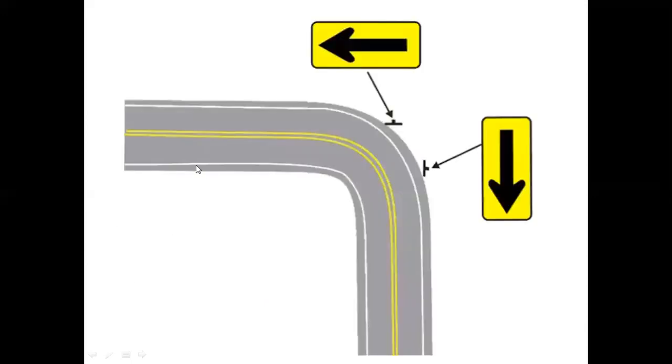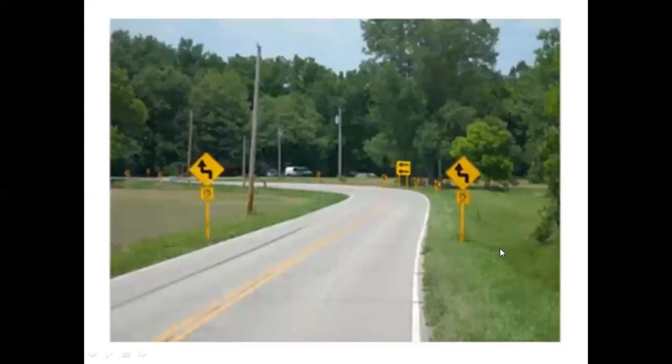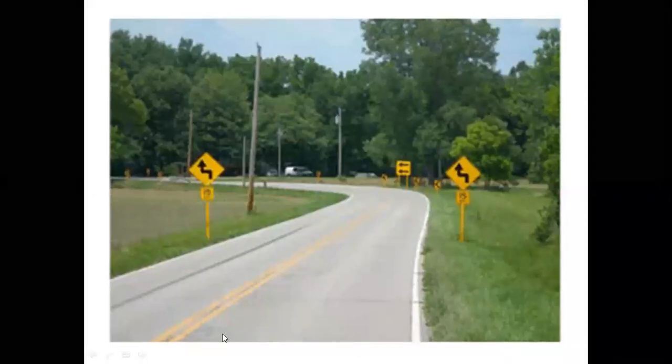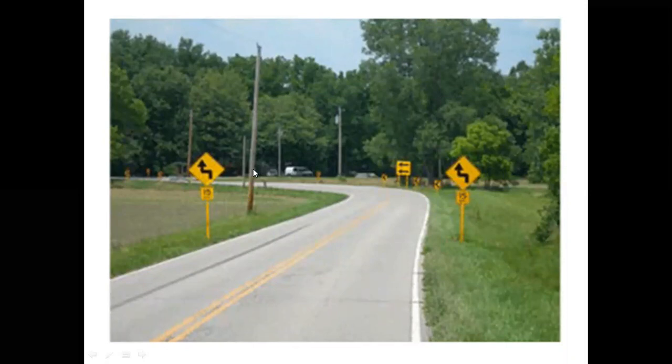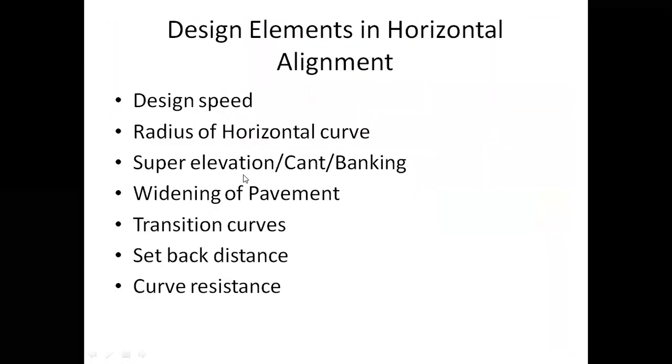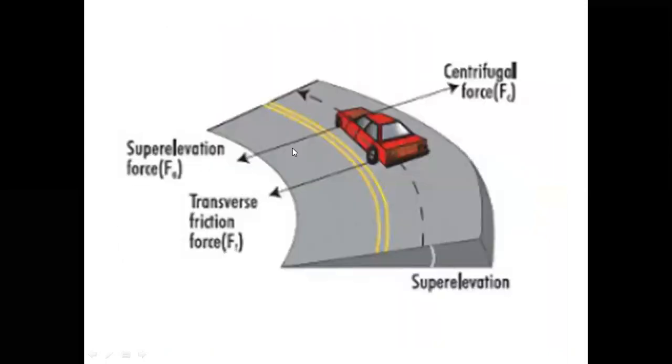So this is the horizontal curve, a general introduction about the horizontal curve. We can see here we are coming from the approach road, a straight road, and you can see the signs here. They have given the sign indicating that there is a horizontal curve ahead, a change in direction ahead. Understood? So we'll move on to the design elements.